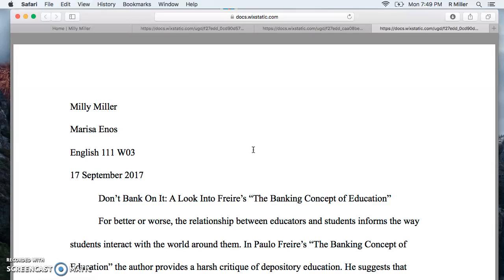I had a really hard time with this paper. I put a lot of thought into it, and looking back on it, I think I did a pretty good job. But when I handed it in, I really did not know what grade I was going to get. I was very concerned about this paper.